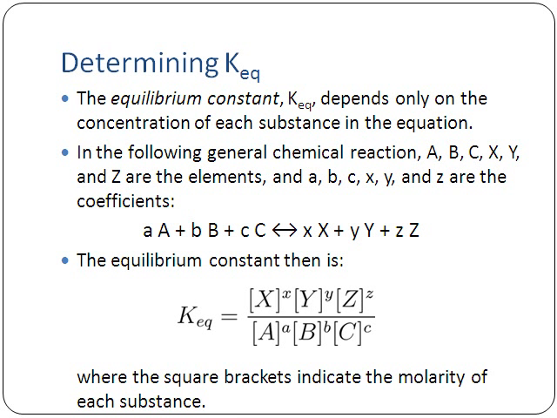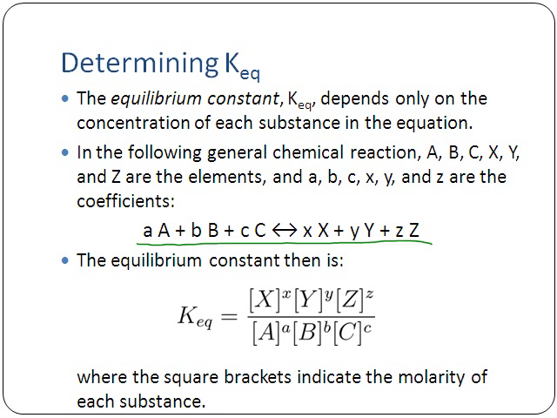The equilibrium constant Keq depends only on the concentration of each substance in the equation and also how much of that substance is there. To work this out, we need to give a general example. In the following general chemical reaction, the capital letters A, B, C, X, Y, Z are all elements here in this equation, and the lowercase letters are the coefficients.